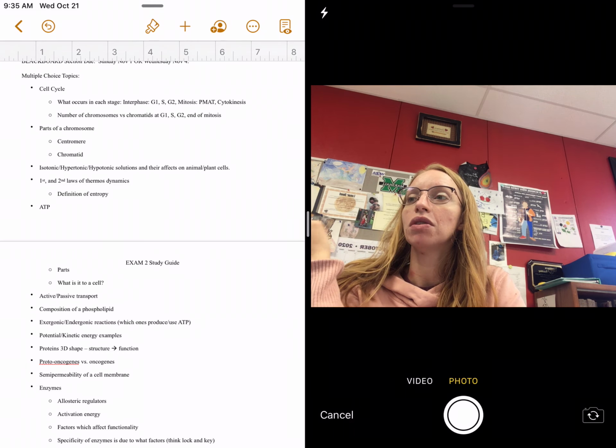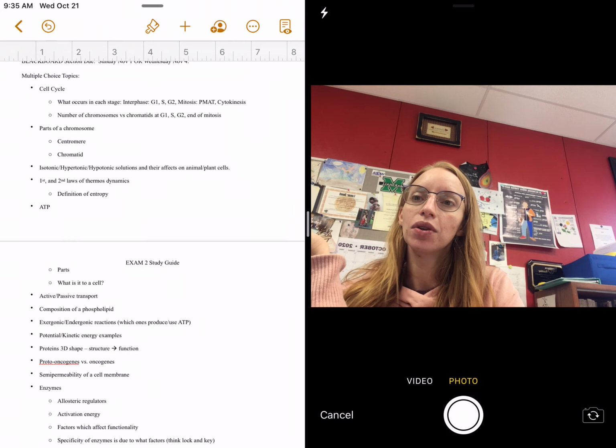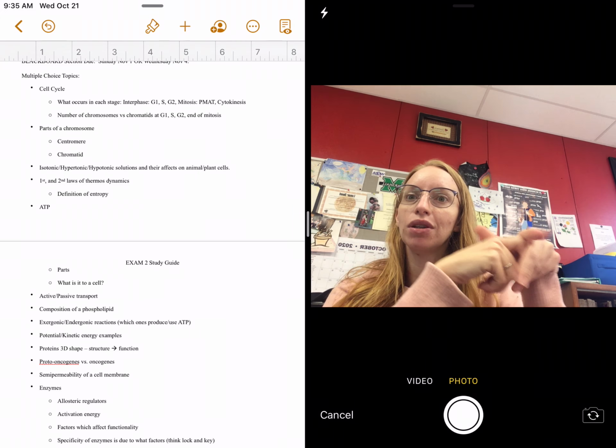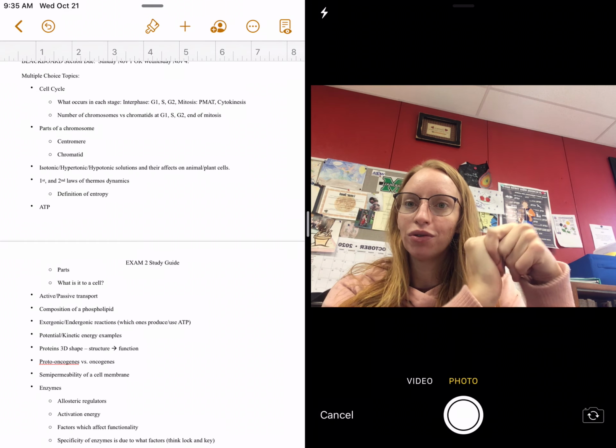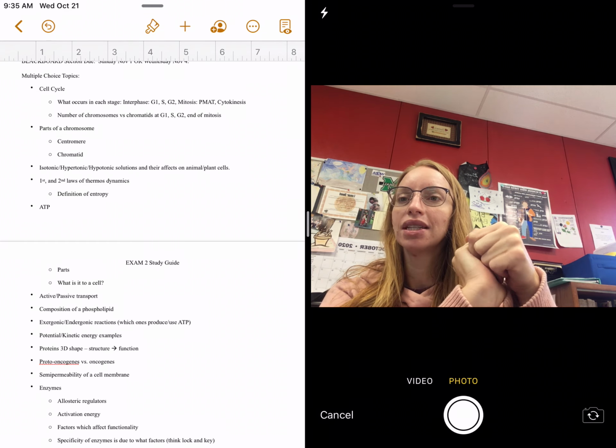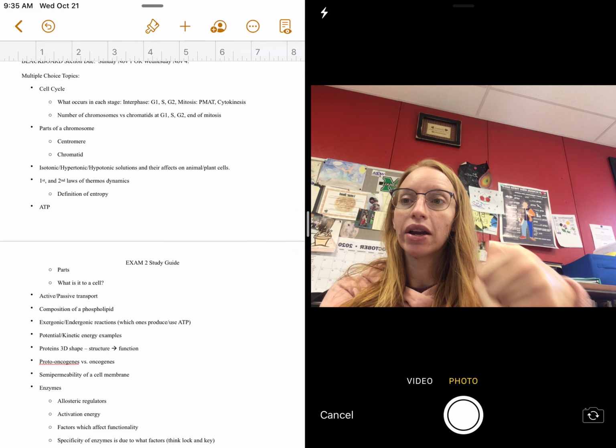In telophase, you end up with 2 daughter cells with identical nuclei, or it could be different nuclei depending on if a mutation occurred when you were copying your DNA, but different nuclei is not the goal of mitosis. And then cytokinesis is where the cytoplasm would divide.